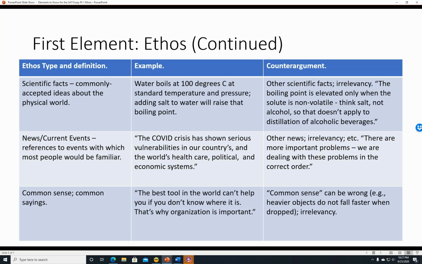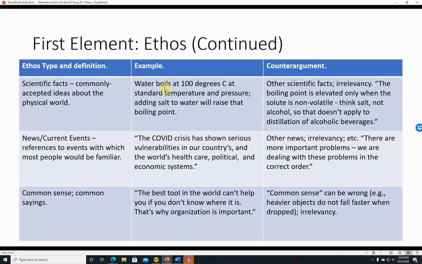So, news, current events, references to events with which most people would be familiar. The COVID crisis has shown serious vulnerabilities in our country's and the world's healthcare, political, and economic systems. If you wanted to counter that, you could counter it with other news, irrelevancy, etc. But you could say there are more important problems. We're dealing with these problems in the correct order, and so on. But basically, you'd probably just say the author refers to the current events such as the COVID crisis to point out the vulnerabilities in our political and economic systems, including the delivery of healthcare around the world.